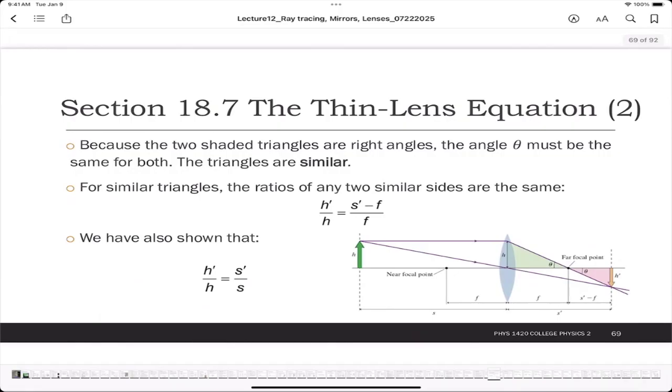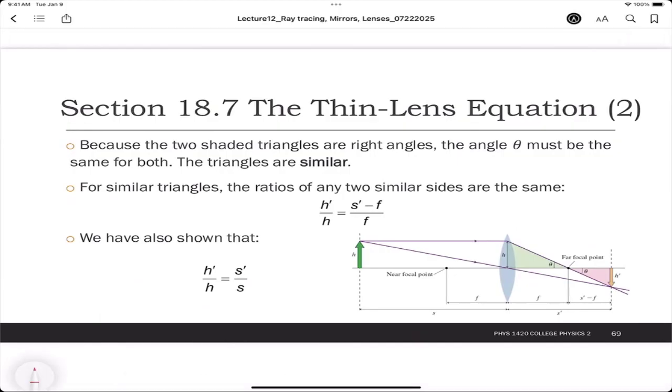Because the two shaded triangles are right angles, the angle theta must be the same for both. The triangles are similar. This is the theta, and this is the theta. These two triangles are similar. For similar triangles, the ratio of any two similar sides is the same.